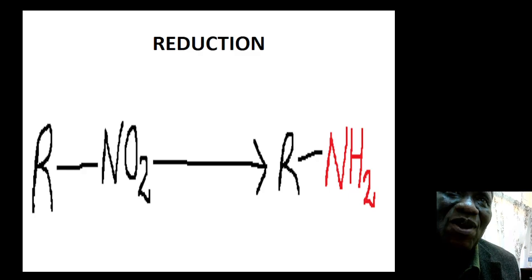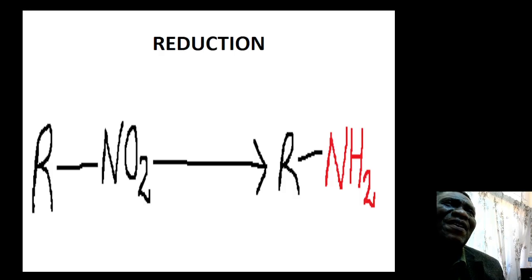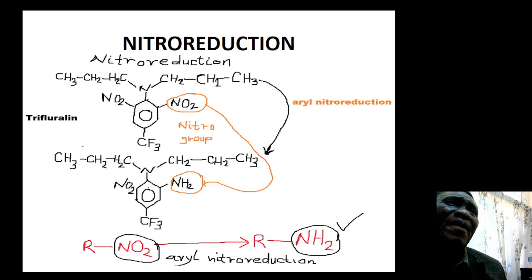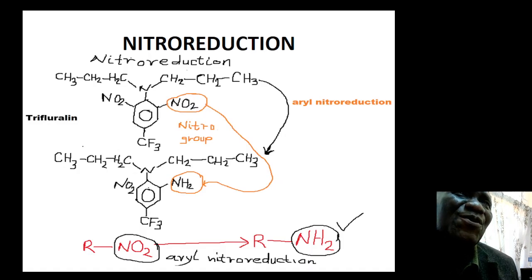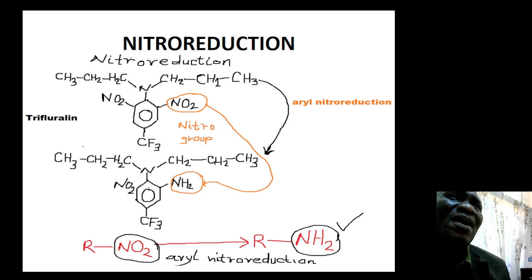Reduction is just one process. If you have an NR joined to NO2 or nitrate, it can be converted to an amine through reduction, and it's just one process, reduction. Here we've got trifluralin, a complicated molecule where we have got NO2. It's a potential area for reduction, which can be converted to NH2. The rest of the molecule doesn't matter.